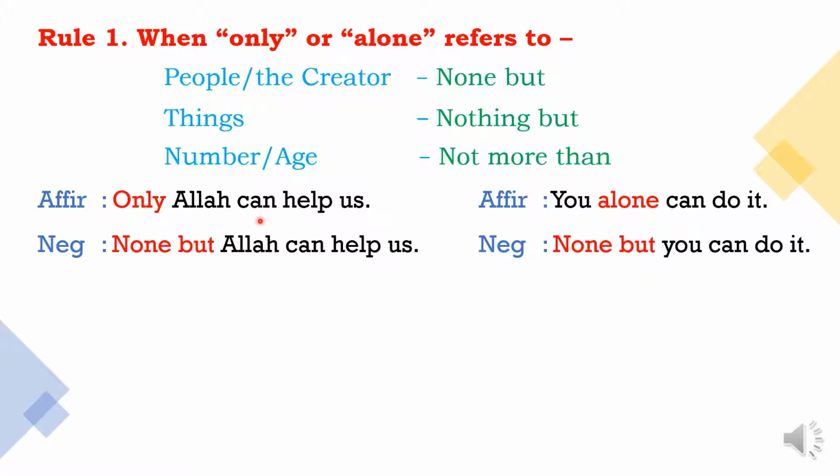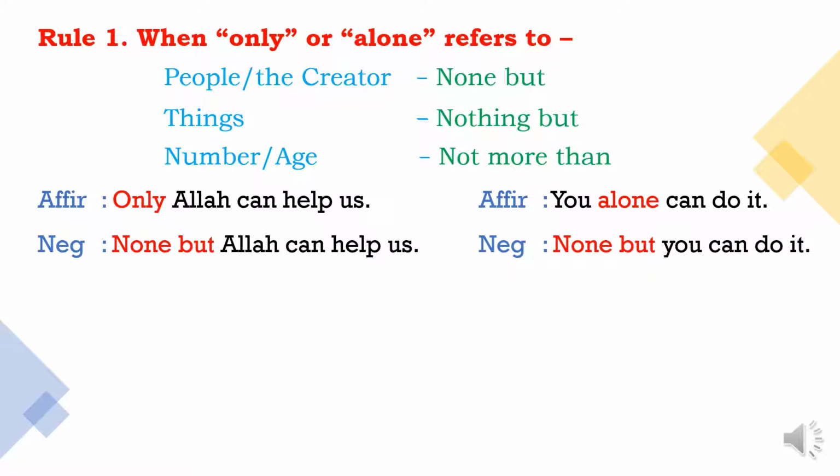Only Allah can help us. Dear students, if you notice in this sentence, only stands for Allah, that is the Creator. And according to the rule, we know that if only refers to the Creator, then we have to use none but instead of only. That's why the negative of this sentence becomes none but Allah can help us. Here we have just replaced only with none but, and there is no other change in this sentence.